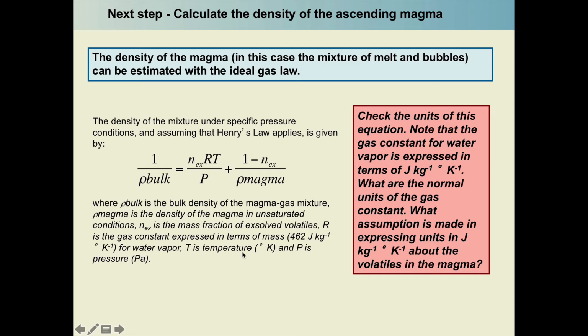T is temperature in degrees Kelvin, and P is pressure in pascals. So you're going to need to check the units of your equation. Note that the gas constant for water vapor is expressed in terms of joules per kilogram per degree Kelvin. So what are normal units of the gas constant, and what assumption is being made in expressing the units about the volatiles in the magma? This is just a side question you can ponder.